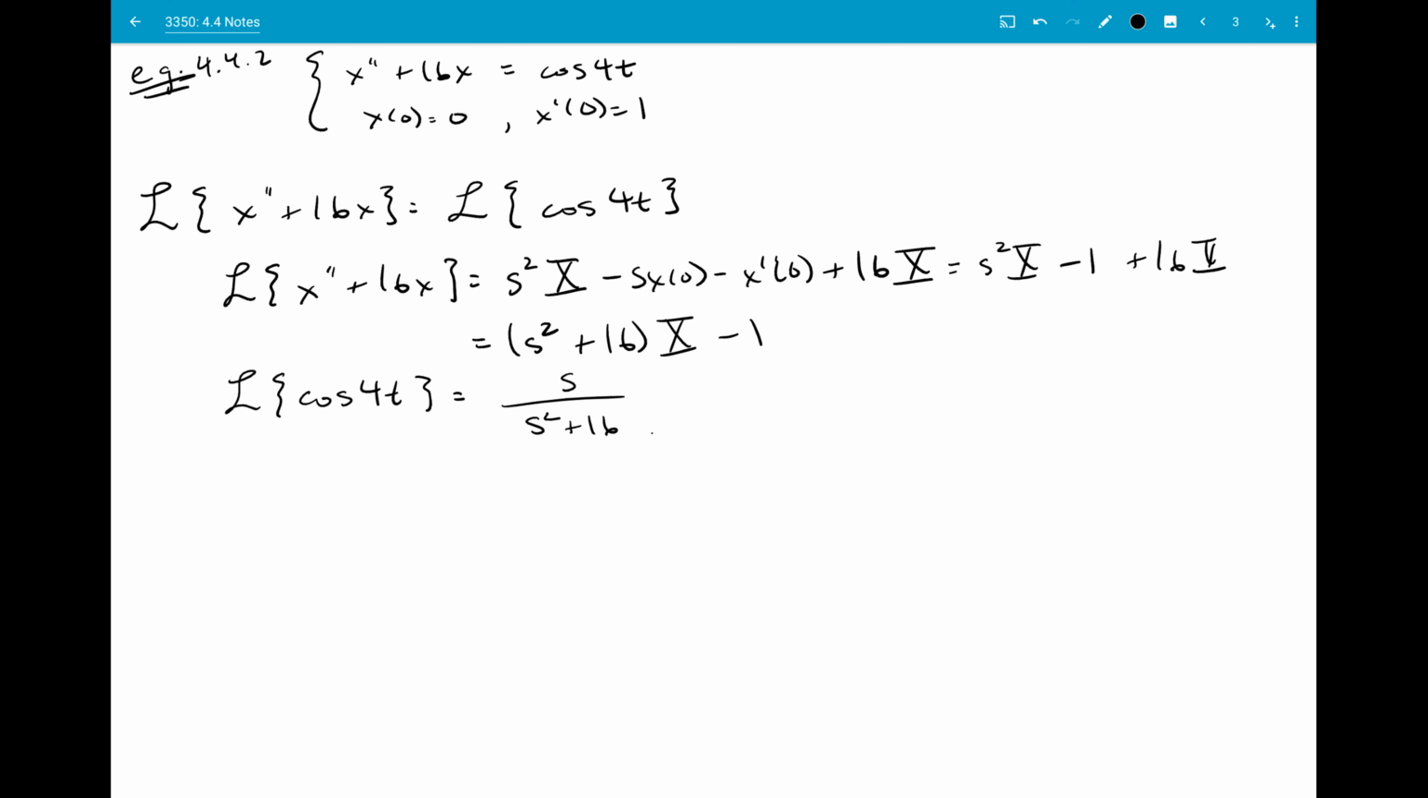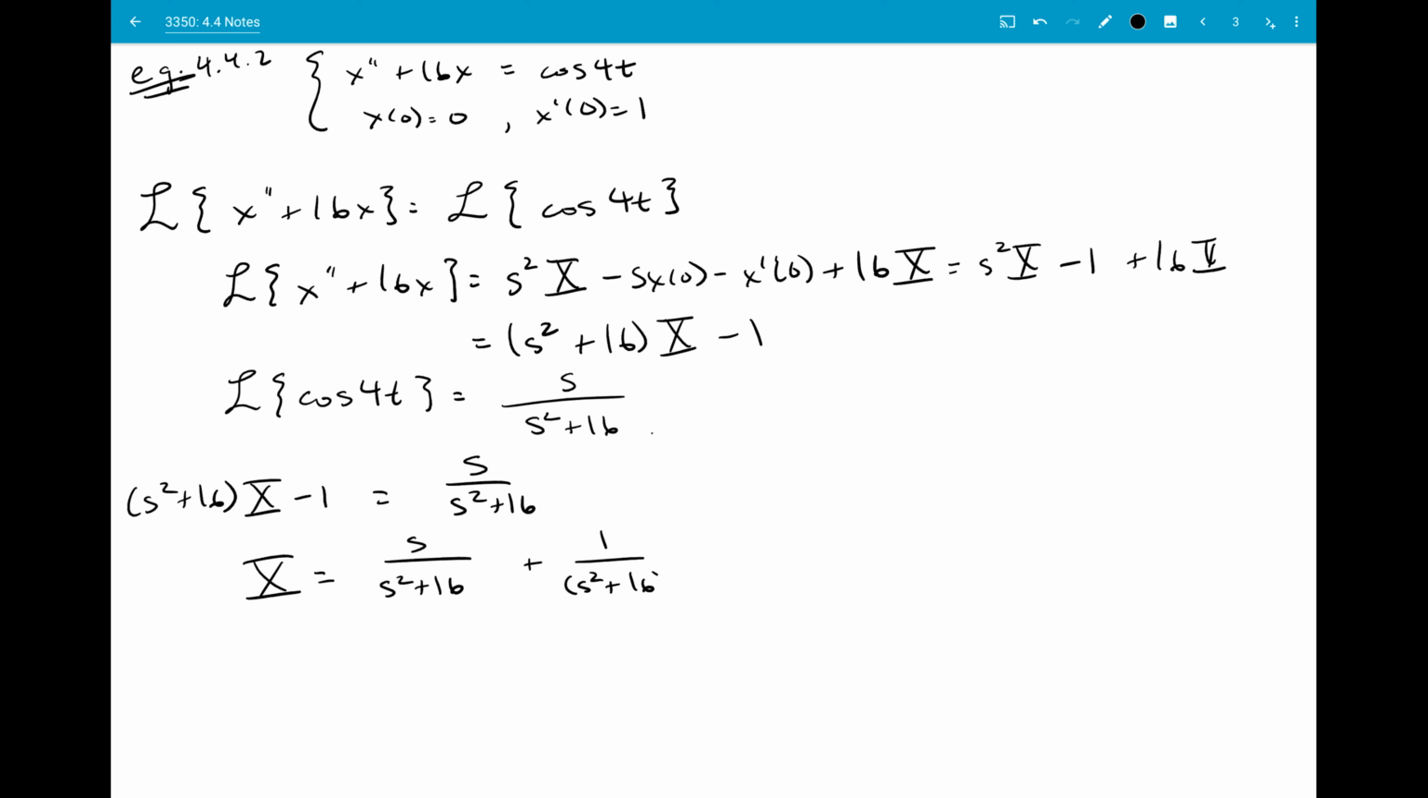Putting these two things together, s squared plus 16 times capital X minus 1 is equal to s over s squared plus 16. So capital X is equal to s over s squared plus 16 plus 1, everything divided by s squared plus 16. When I divide s squared plus 16 from s over s squared plus 16, that gives me that squared right there. From here, what I want to do is take the inverse Laplace transform to solve for little x of t.